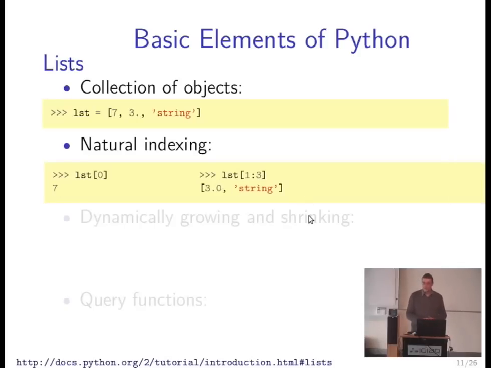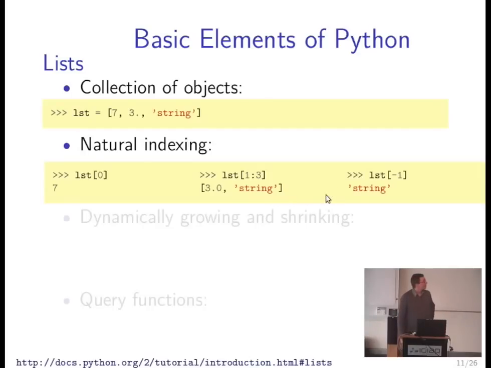You can also slice a list by giving the first and the position behind the last element. So when you want to have the elements at index 1 and index 2, you say the list with index 1 to 3, because 3 is behind the last element that you want to have, and you will get a sublist of that, which contains the 3 and the string.